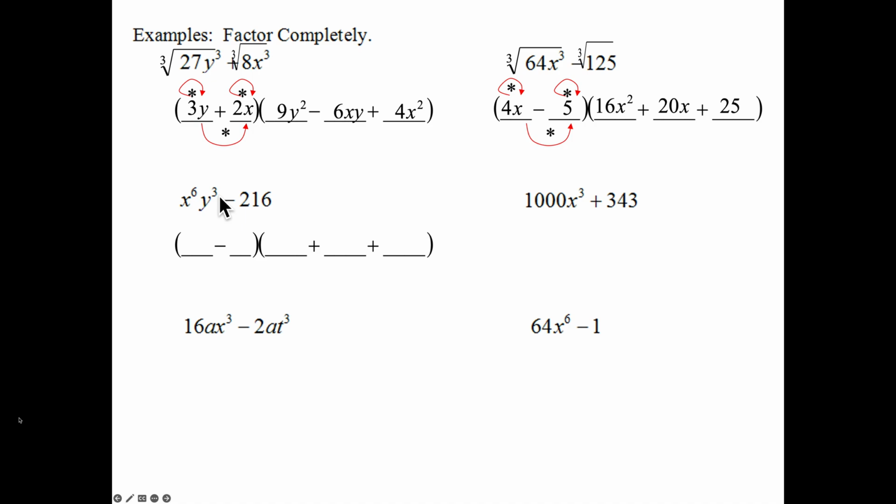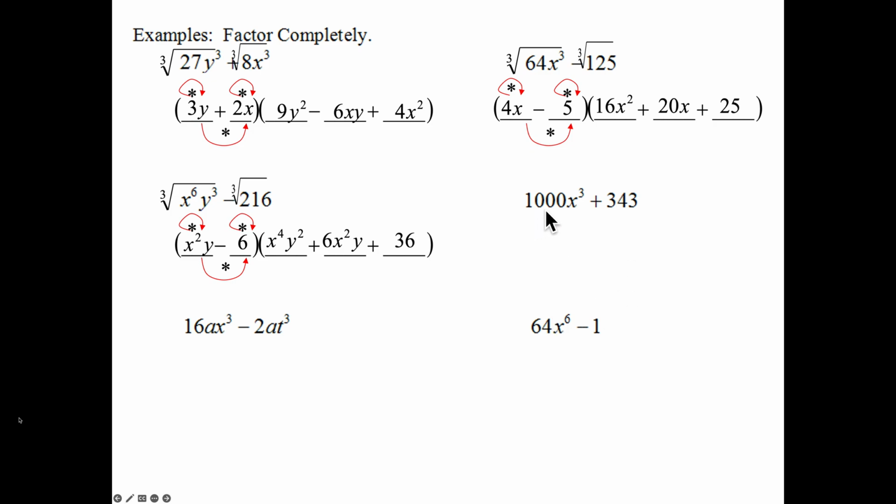x to the 6, y cubed with a minus sign. So minus on the binomial, plus on the trinomial. Take the cube root. So again, cube root of x to the 6, divide the power 6 by the root 3, is a 2. Cube root of y cubed is just y. Cube root of 216 is 6. Time to smile. X squared times x squared, y times y: x to the 4th y squared. X squared y times 6, 6x squared y. 6 times 6, 36.